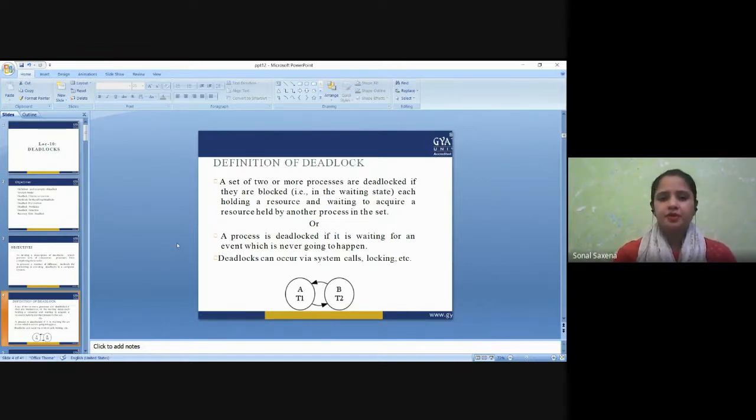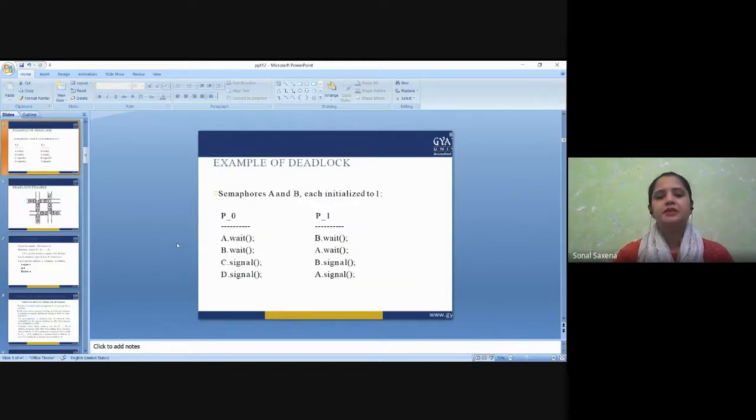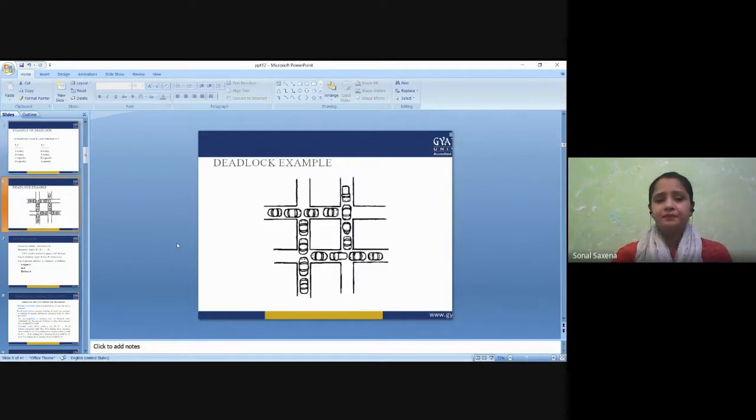So this is one condition. Now see, this is the example of a deadlock where there are semaphores A and B which are initialized to 1. Semaphores, as I told you, are binary lock variables, and they have only two values. Either they have value 1 or they have value 0, right? Now, if a semaphore has value 1, that means it is already engaged. It is in the critical section. So here, when they are initialized to 1, we can say that they are in a waiting condition.